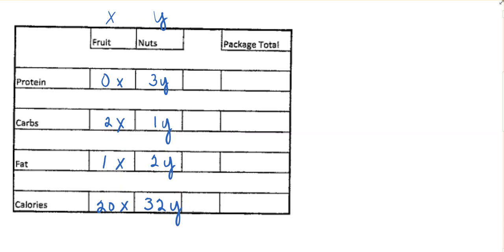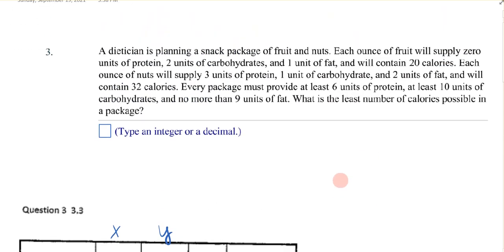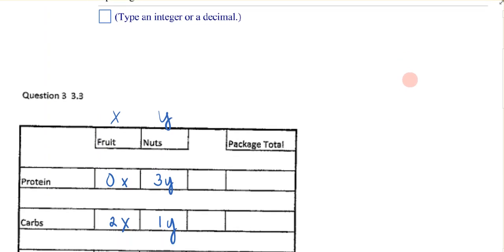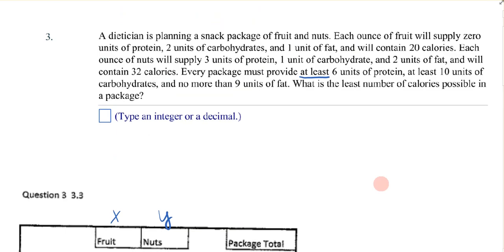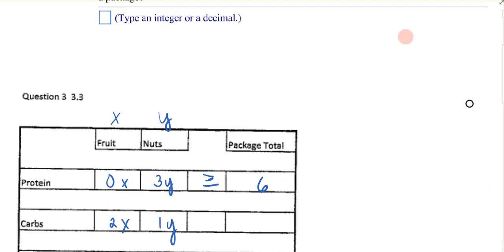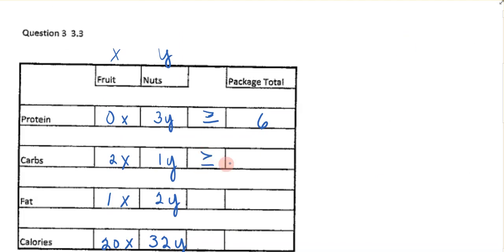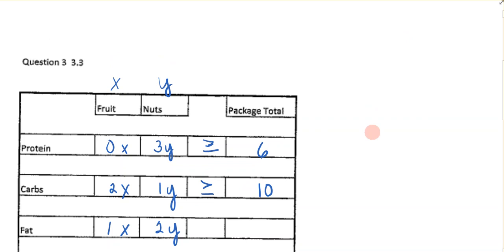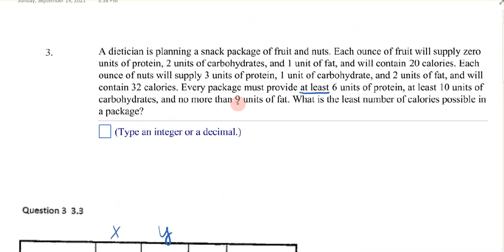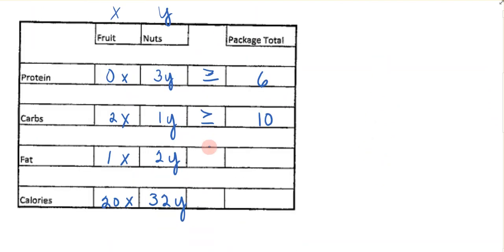All right, now we have to pay attention to how it words things. So it says every package must provide at least 6 units of protein, at least. So the symbol we're going to put here is greater than or equal to, the number it gave us was 6. For carbs, at least 10 of the carbs. So again, greater than or equal to, and there's 10. The fat, no more than 9. So it has to be less than or equal to 9.